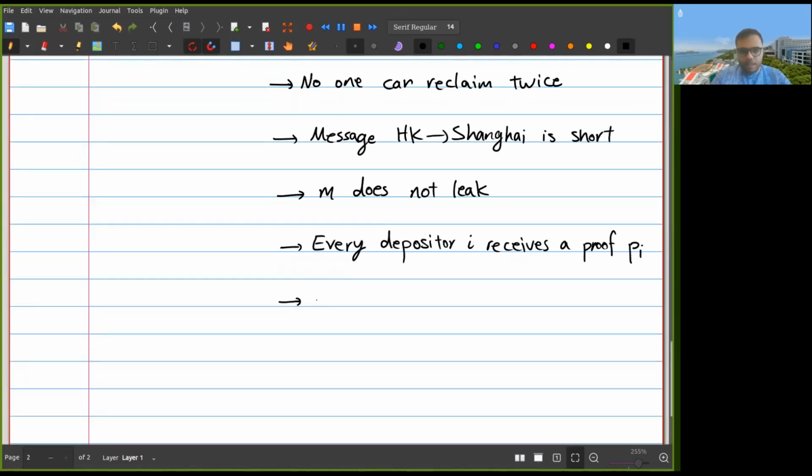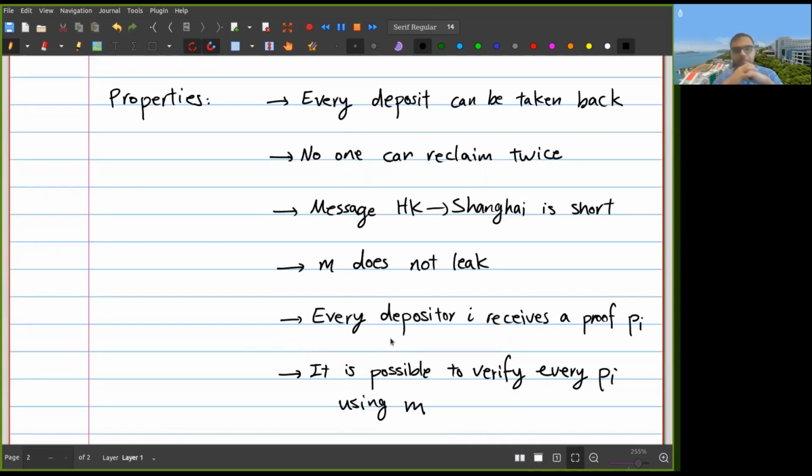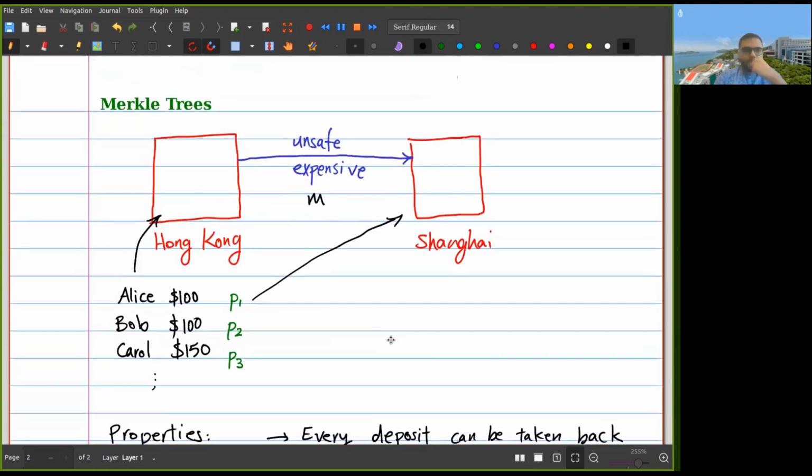And then the idea is that the second branch should be able to verify every proof. So it is possible to verify every Pi using M. These are the properties that we want. Now, it's very common in cryptography that when you first see the properties, you might think that this is impossible. But actually, we will see that it is not impossible, and we will find a way to do this.